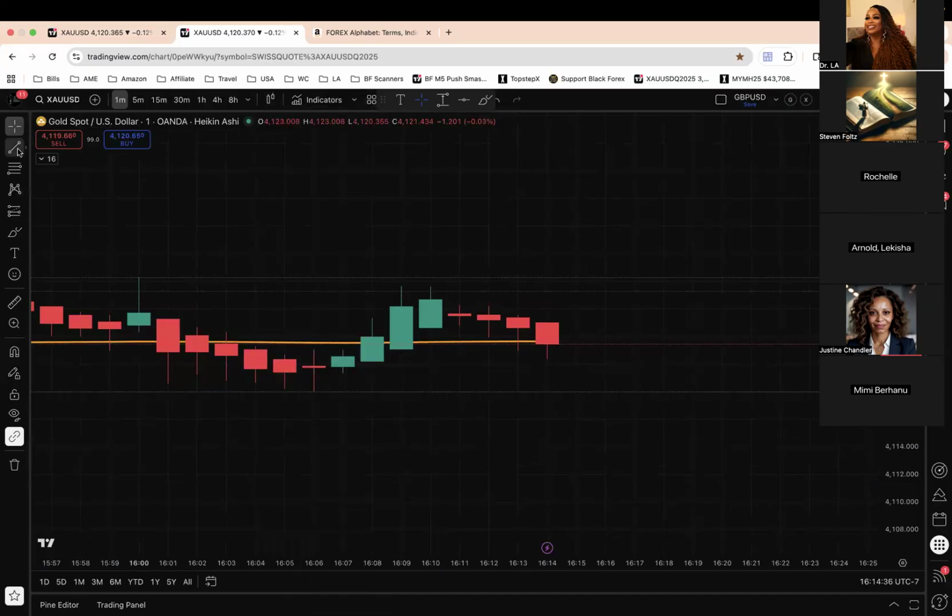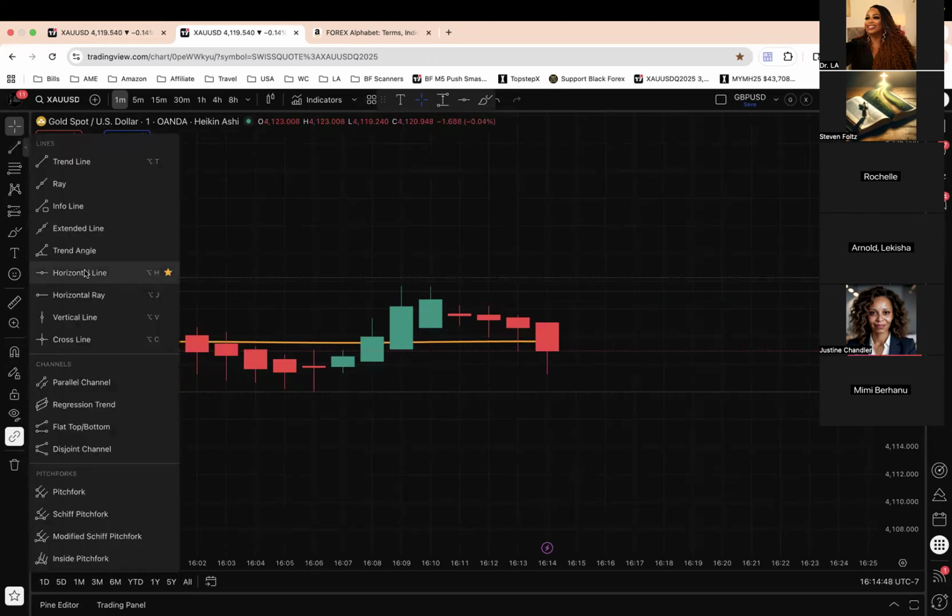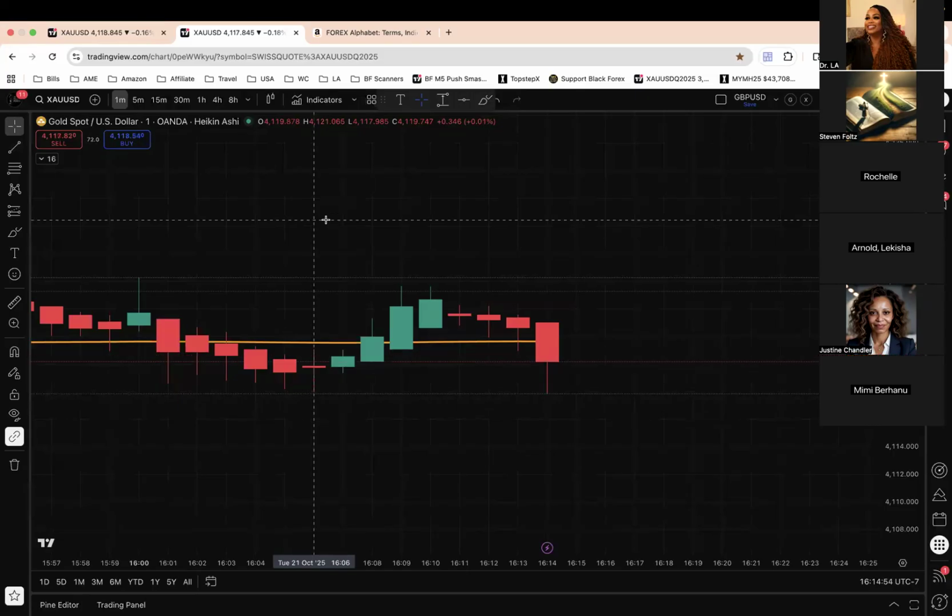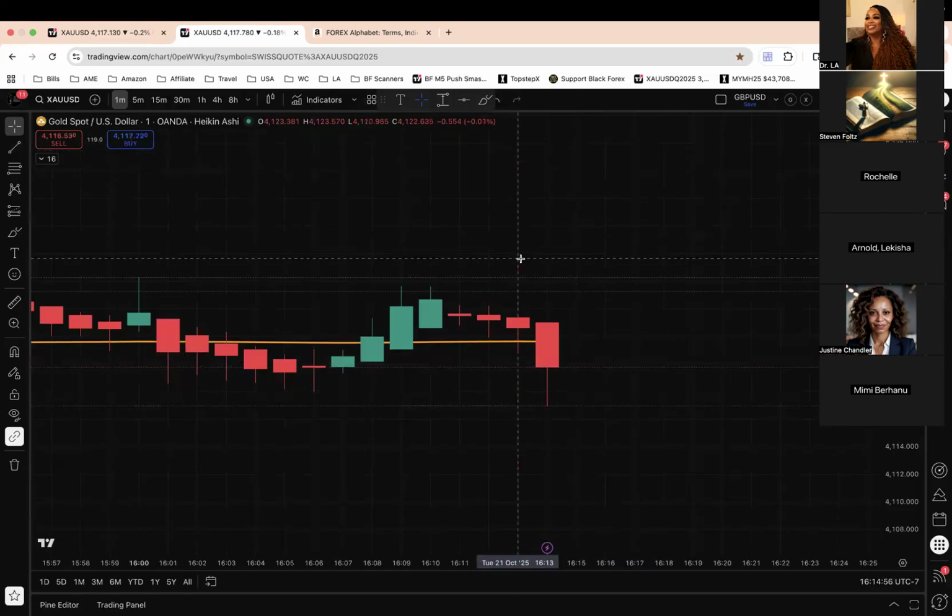And then on the left panel right here, these are all your tools you're going to have to mark up your chart. I want you to make sure that you're clicking on the horizontal line here, okay? Click on the arrow and go to horizontal line and make sure that you star it because we use the horizontal line a lot, okay? And once you star it, it typically has a panel.